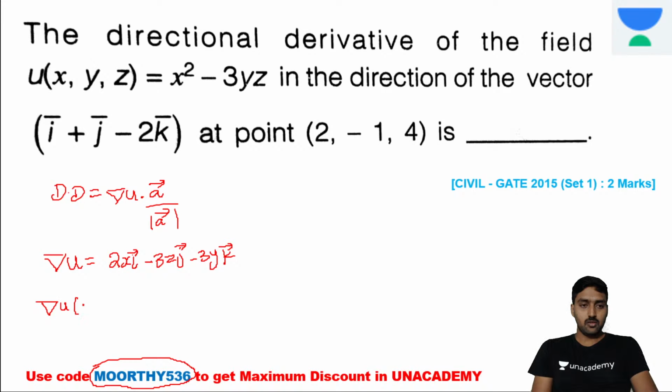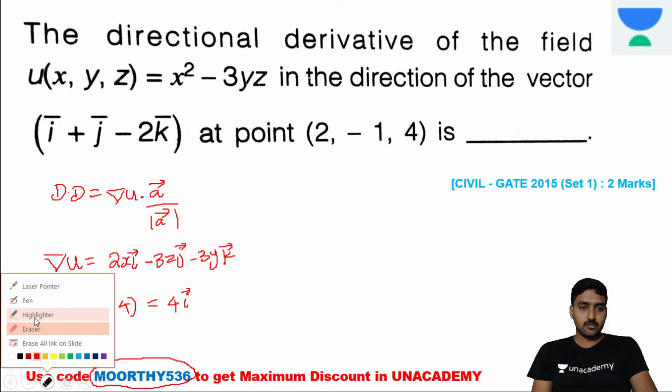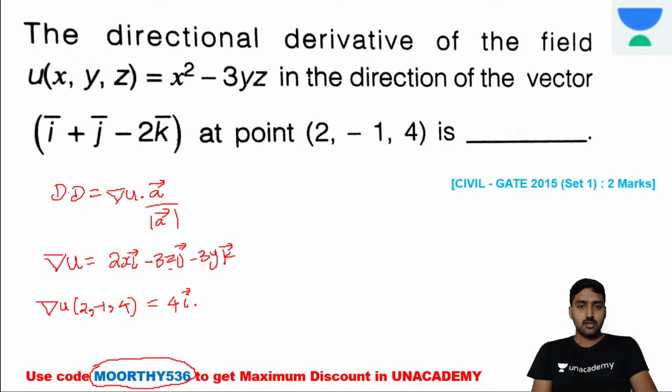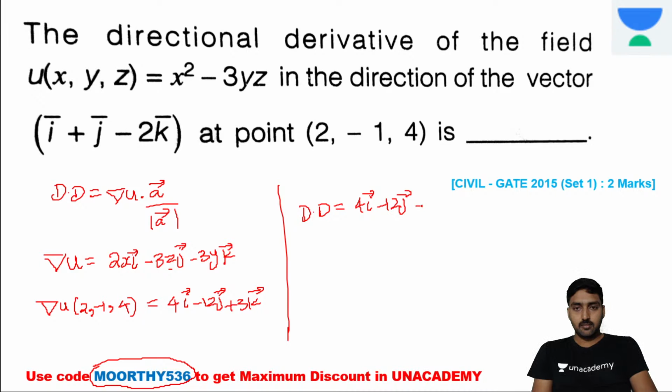Now del u at 2 comma minus 1 comma 4. Is it clear now? Okay. It's 4 i vector, minus of minus, it's a plus 3 j vector, and oh sorry, z value we need to substitute, not x. Here it's the z value we need to substitute. So z is equal to 4, it's minus 12 j vector, minus 3 into minus 1 plus 3 k vector. Now the directional derivative is equal to 4 i vector minus 12 j vector plus 3 k vector.